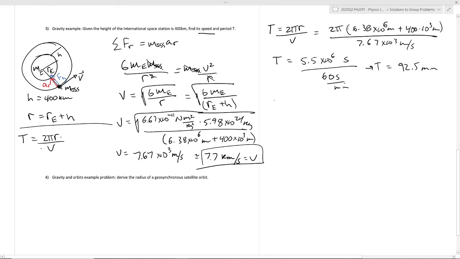So in other words, it takes the International Space Station about 92 and a half minutes to circle the Earth.